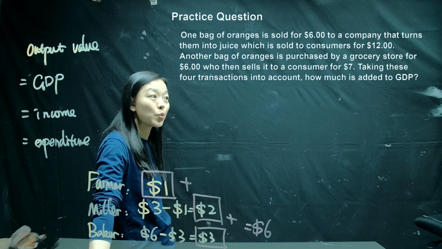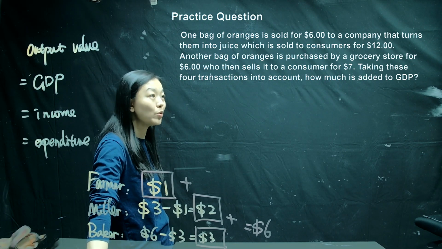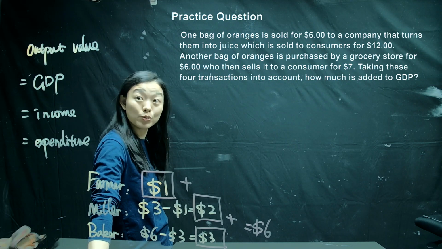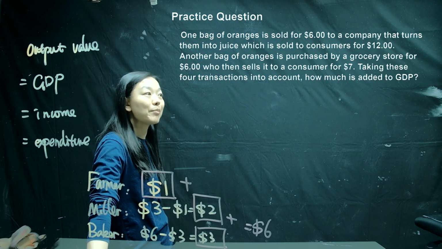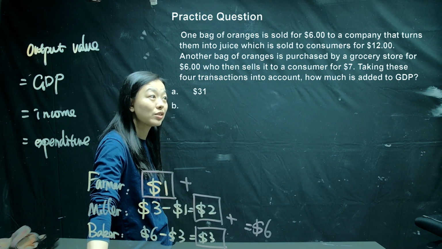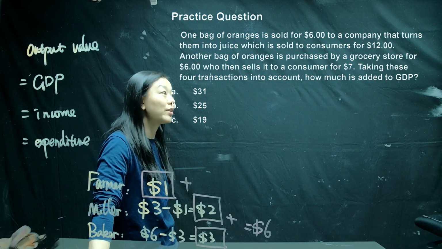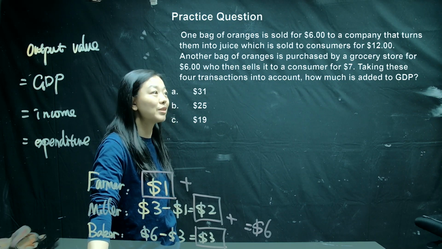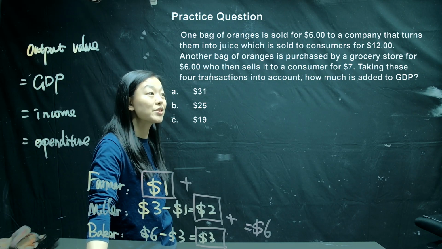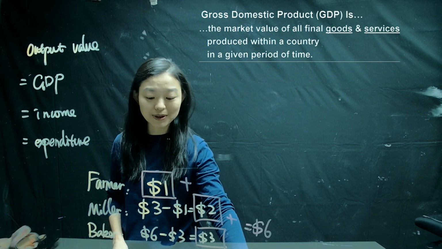So the question for this one is to find out the end user. Who is the end user of those oranges? The first bag of oranges, the end user is the consumer, right? $12. For the second bag, the end user is also the consumer. He spent $7. So how much? You use $12 from the first bag plus $7 for the second bag. Then you will get the answer equal to $19. Option C is correct.